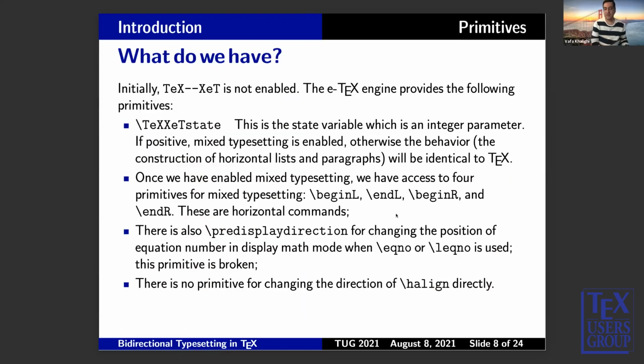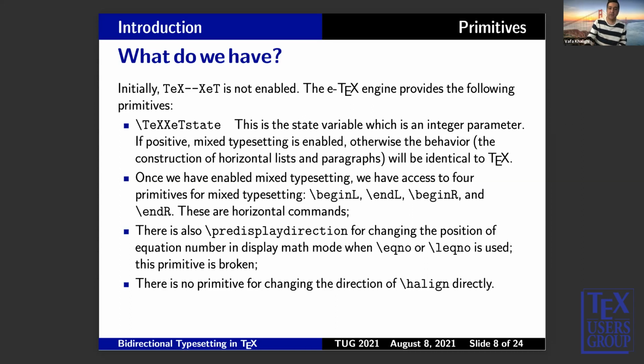So what do we have? We're using XeTeX. We have access to eTeX. We have the TeX-XeT algorithm, but it is not enabled by default. So first we have the TeXXeTstate. This is just a state variable, an integer parameter. If positive, mixed typesetting is enabled. Otherwise, the construction of horizontal lists and paragraphs is exactly identical to TeX3.